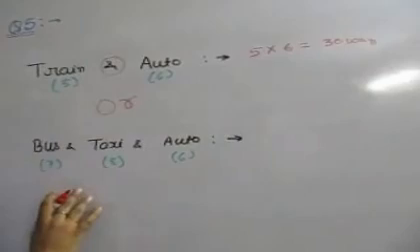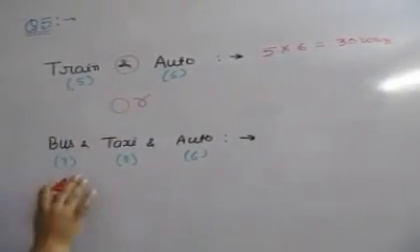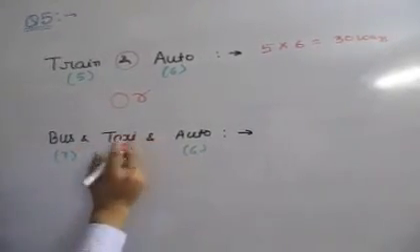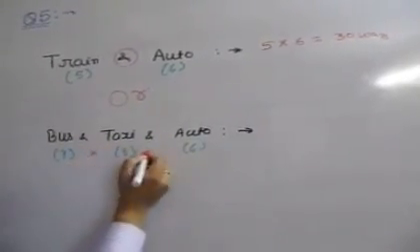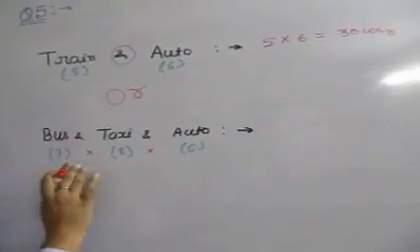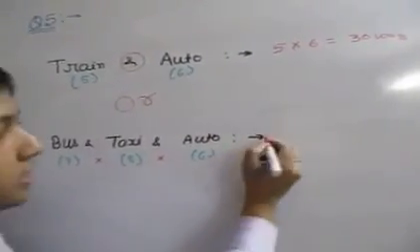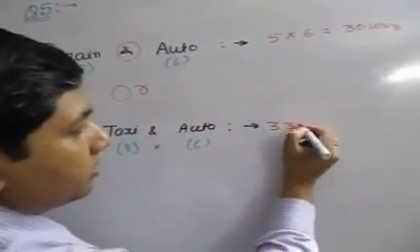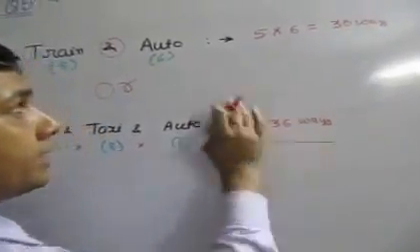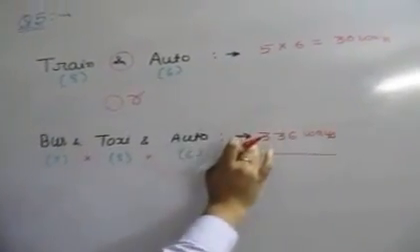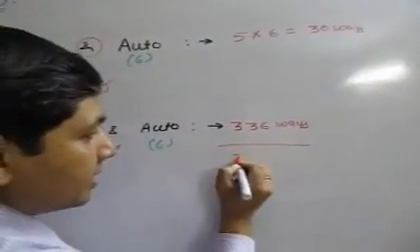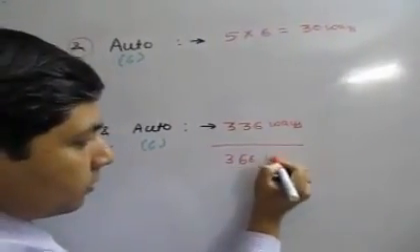Now if you select the second case, then bus, taxi and auto. Again this "and" represents that we have to apply the fundamental principle of multiplication. So the total number of ways in this case is 7 into 8 into 6, that is 336 ways. Now he can take either this path or this path, so the total number of ways is 30 plus 336, that is 366 ways.